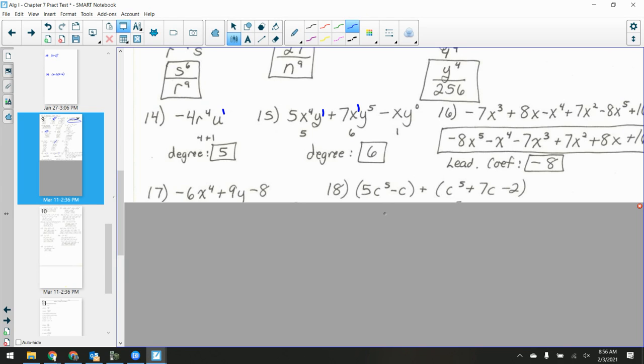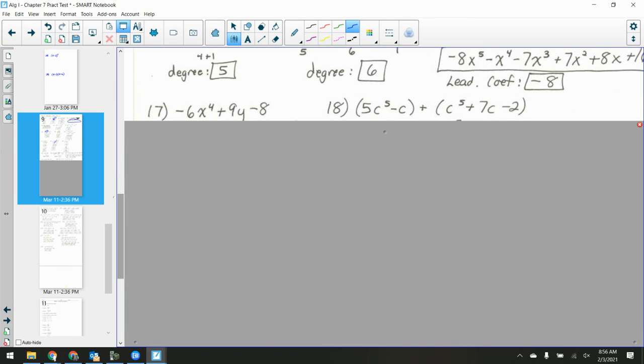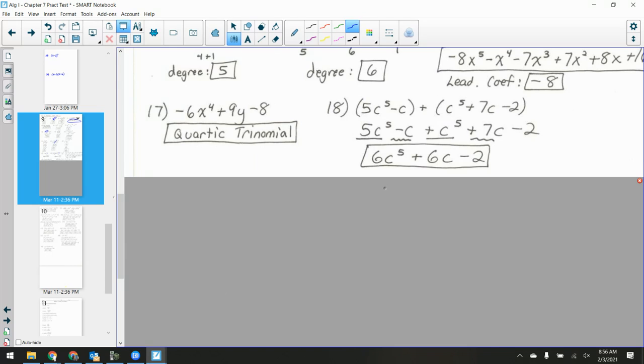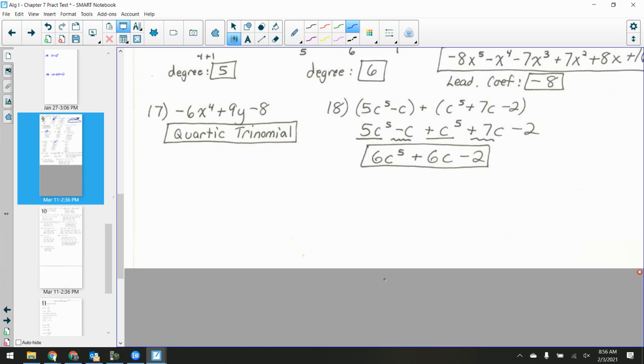Number 18, Serenity, what'd you get for 18? Good. 6c to the 5th plus 6c minus 2. Remember, with adding and subtracting polynomials, we haven't reviewed that in a while because that's pretty easy. All you're doing is combining like terms. So for 18 there, you're just going to add those two pieces together. Anybody need anything still on that slide? I'm going to change it over to the next one in a second.